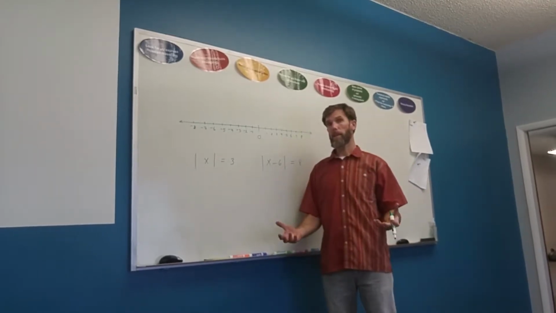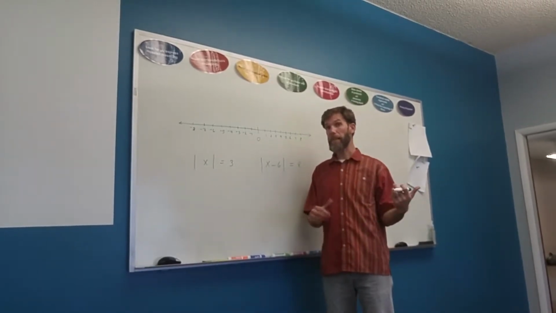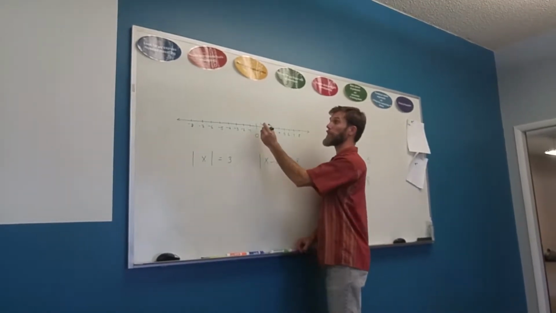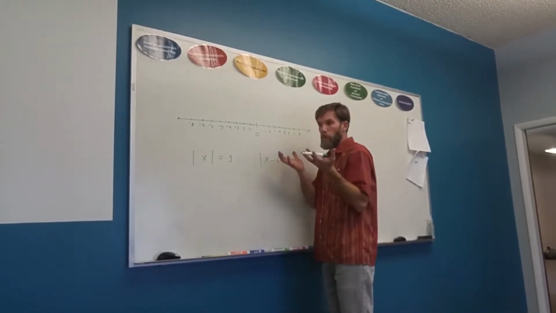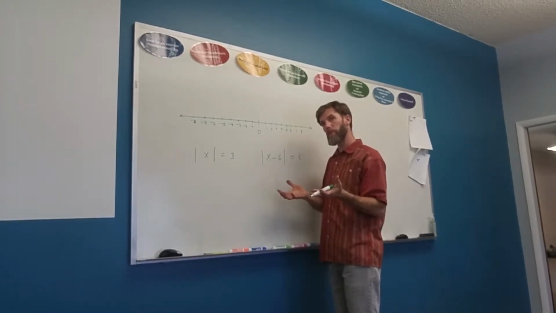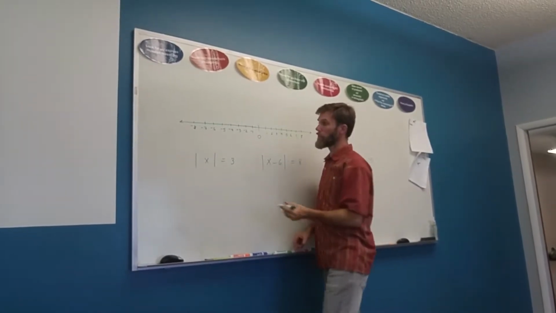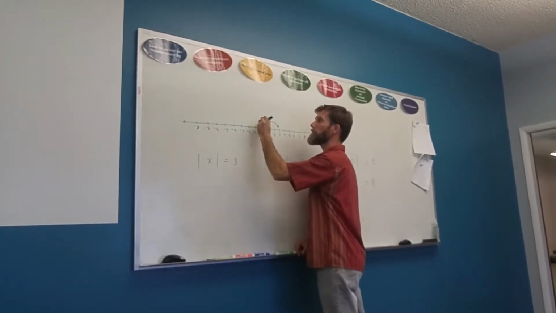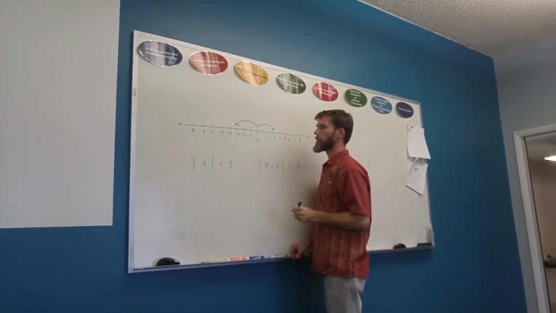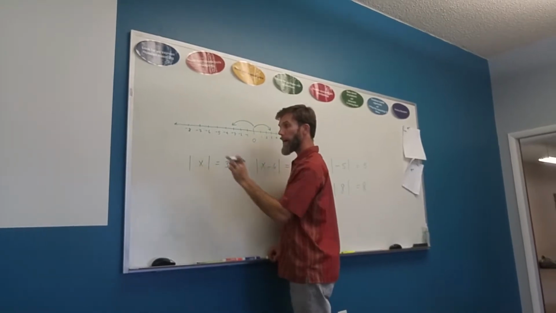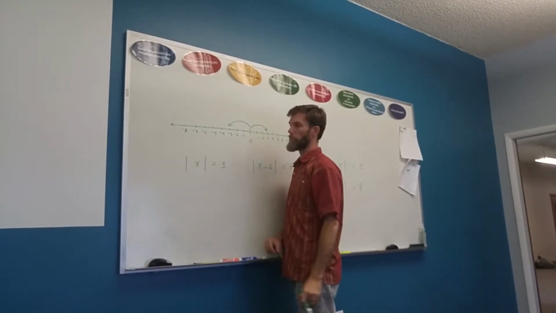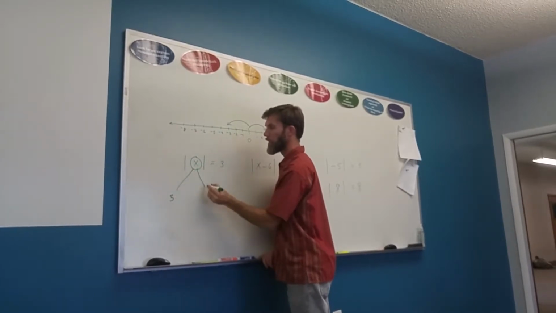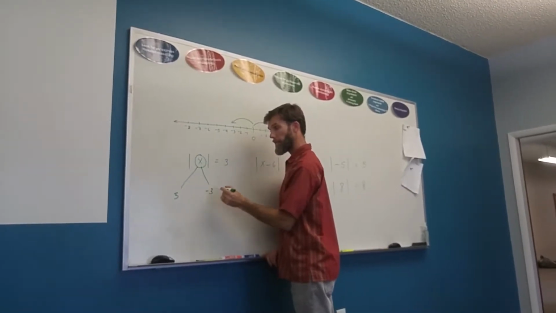Notice I didn't say what position is 3 spaces to the left of 0, or what position is 3 spaces to the right of 0. I just said, what position is 3 spaces from 0? So aren't there 2 answers? Yeah. That is 3 spaces from 0, and that is 3 spaces from 0. So this value for x is 2 answers. That is either 3 or -3.